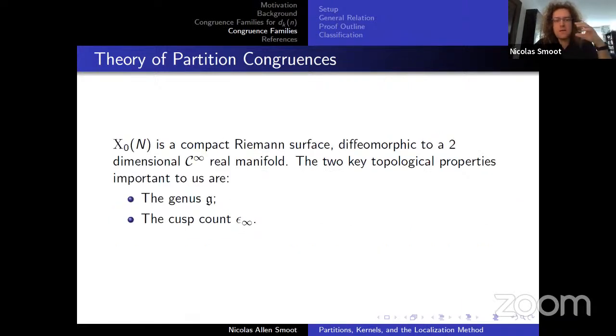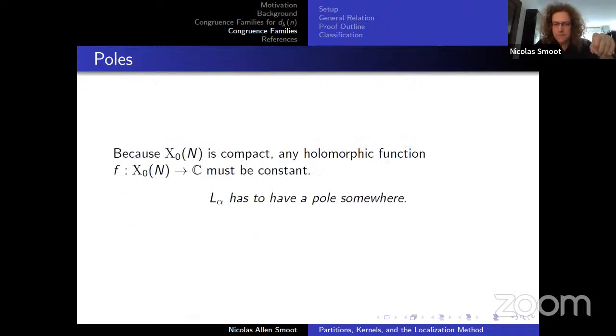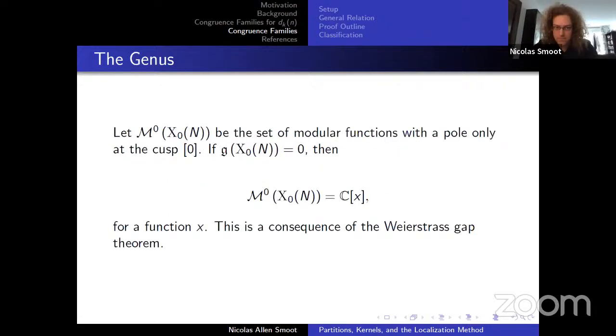Now, the 2 key topological properties, as I say, are the genus and the cusp count. And the big deal is, because this classical modular curve is compact, any function that is completely holomorphic on the entire surface has to be a constant. L alpha is not a constant, so it has to have a pole somewhere. Now, if I take, say, the set of modular functions with a pole only at a single cusp, say the cusp that the rational number 0 gets sent to, okay?